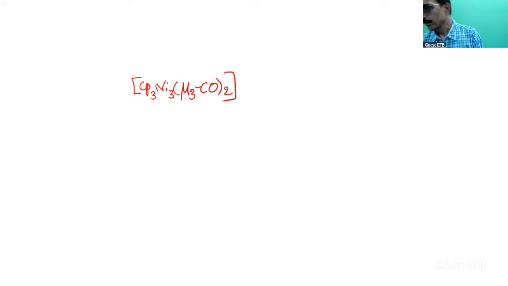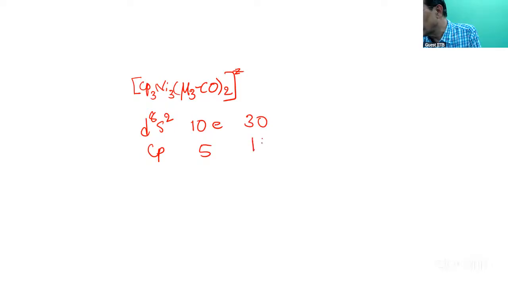So you have to calculate the charge. If you consider this one, nickel has a d8 s2 electron configuration, so 10 electrons are there. Then Cp, each one 5 electrons. So 30 electrons plus 15 electrons plus 4 electrons, so 49 electrons are there. It should have 54.